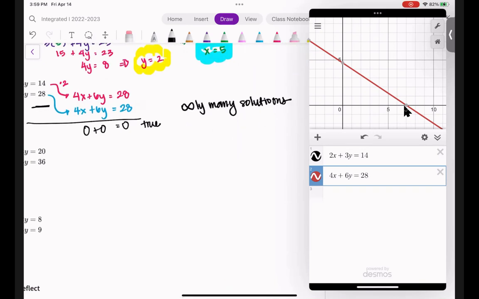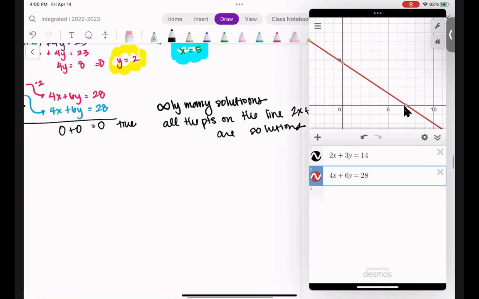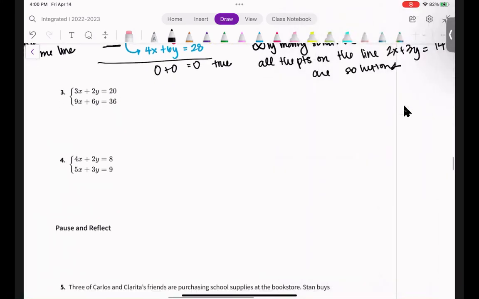Okay, so I'm going to write that out. All the points on the line 2x plus 3y equals 14 are solutions. Okay. That was written really messy, so hopefully you understood that. Okay, let's move on.